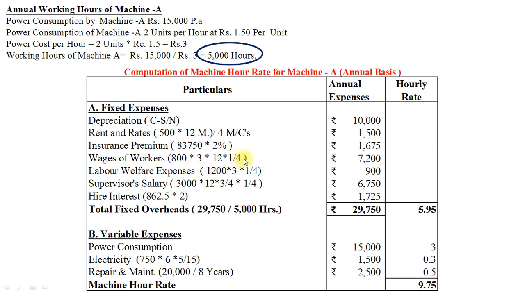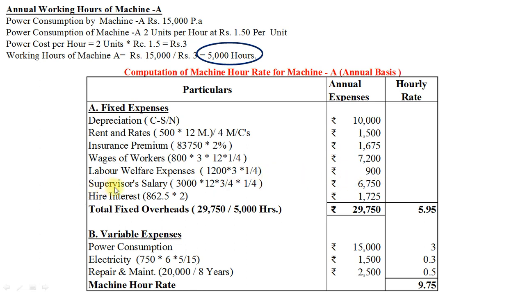So annual wages of workers for machine A amounts to rupees 7,200. Then labor welfare expenses rupees 1,200 per annum per worker, multiply 3 workers, multiply portion of machine, that is 1 machine A and 4 total machines. So it amounts to rupees 900.